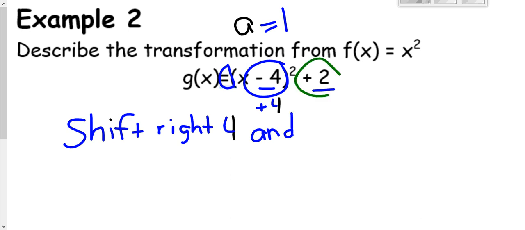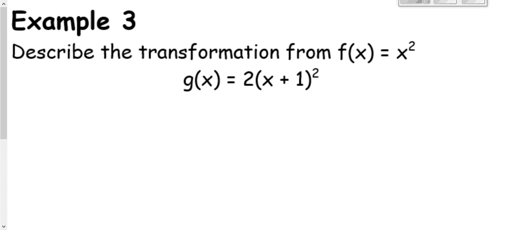our k value. Is our k value going to be positive or -2? It is a +2. And so if we are at a +2 for our k value, where are we going to be shifting? We're going to shift up. If it's positive 2. And that's it. We're shifting right 4 and up 2.